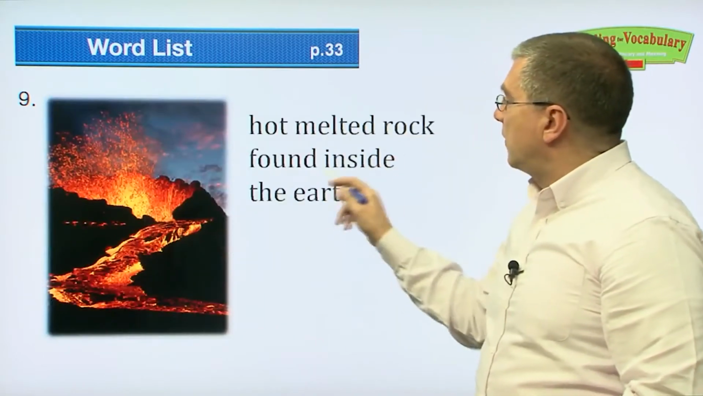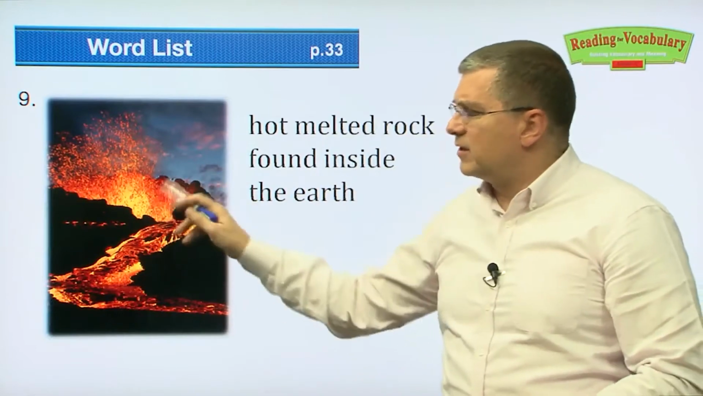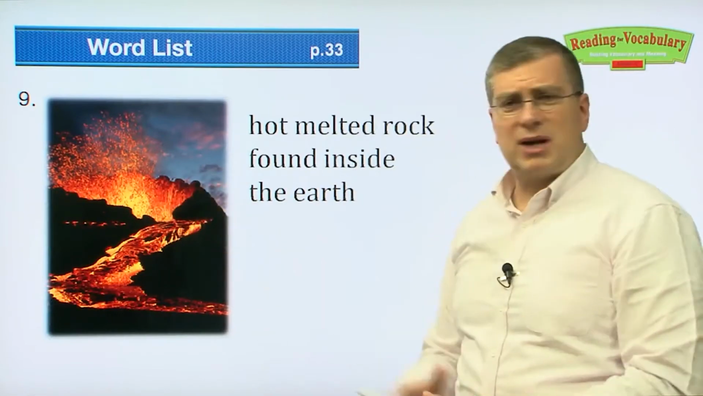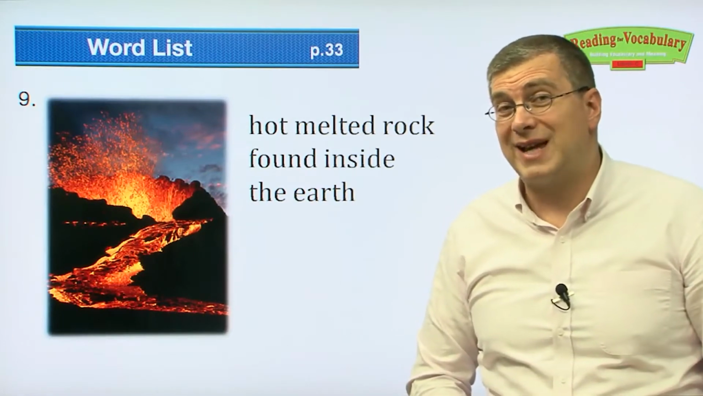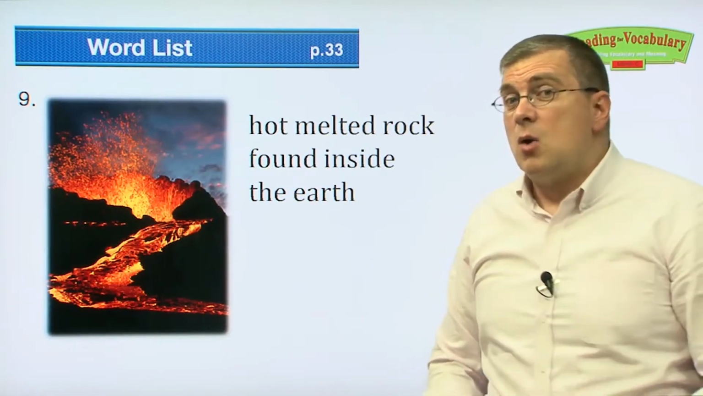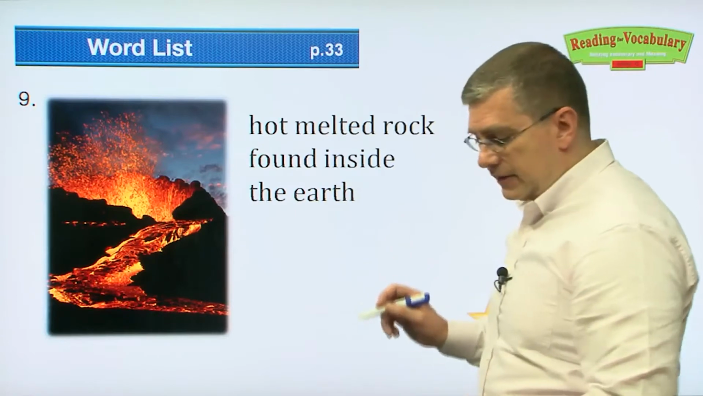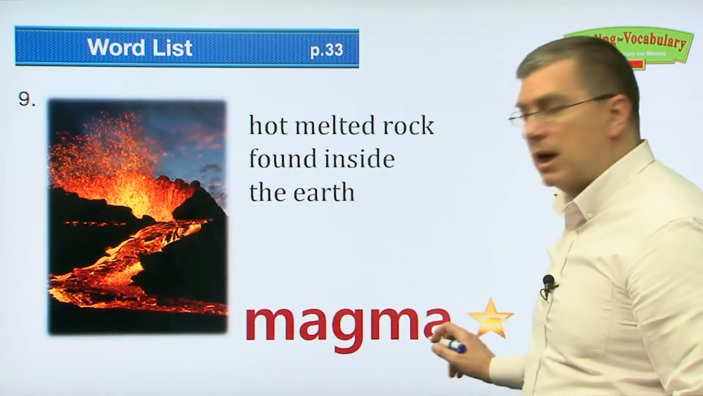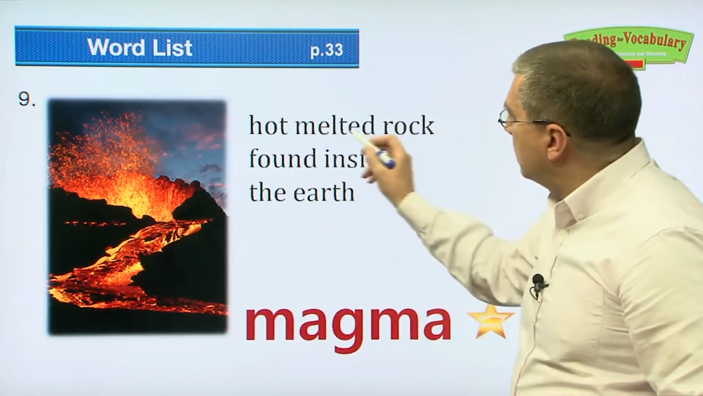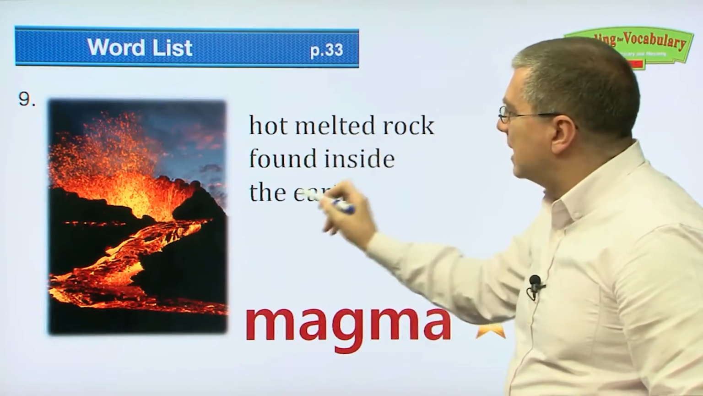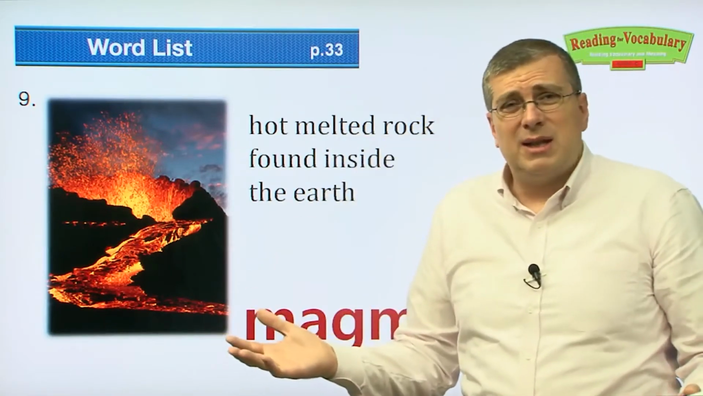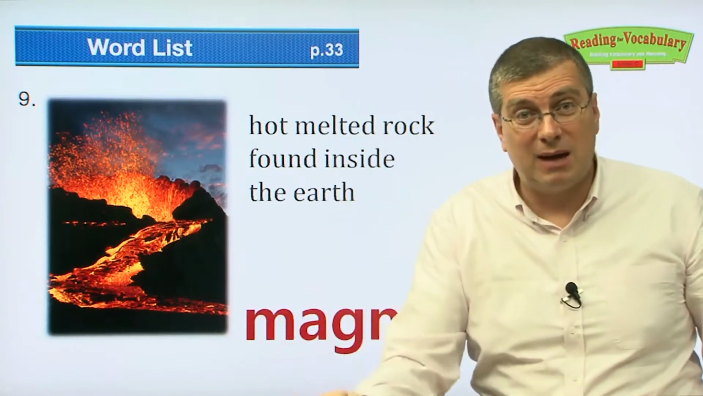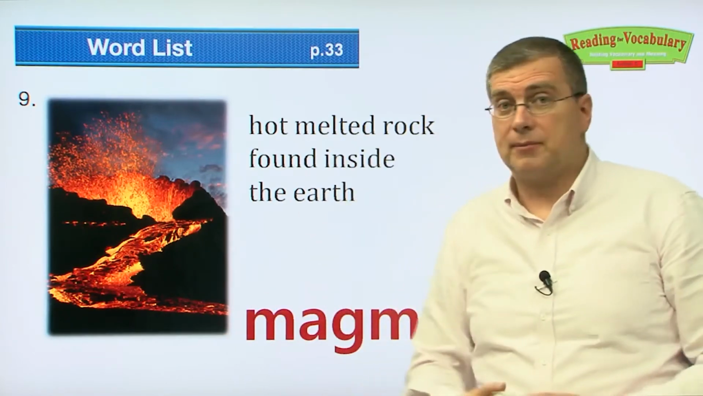Hot melted rock found inside the earth. We saw this picture before. When you see this picture, do you remember the word we just learned a few seconds ago? Lava? Well, this is different. This word is magma. So magma is hot melted rock found inside the earth. And you're probably thinking right now, what's the difference between lava and magma? It's a good question, right?